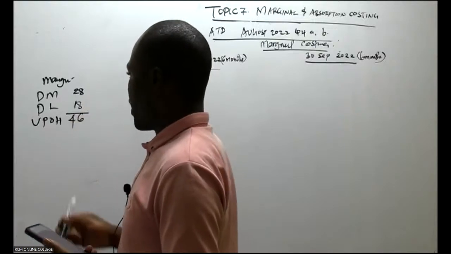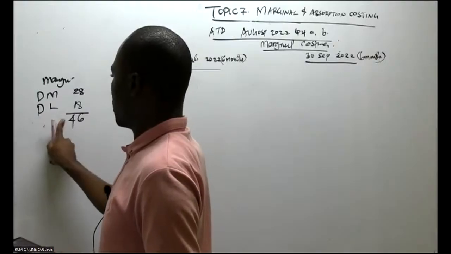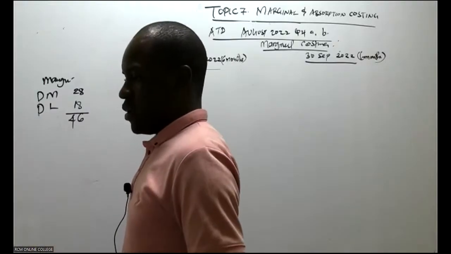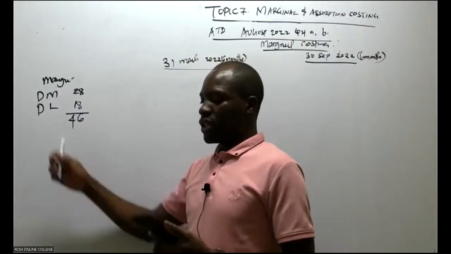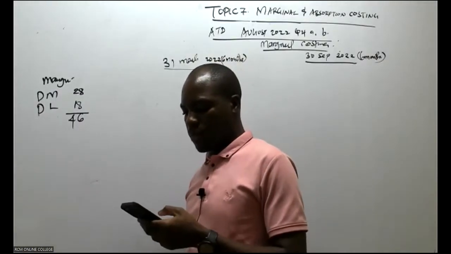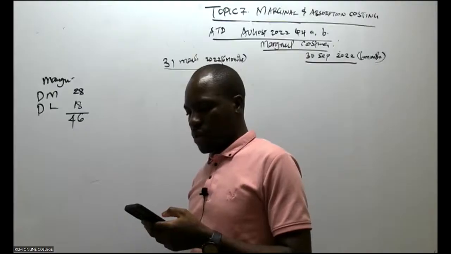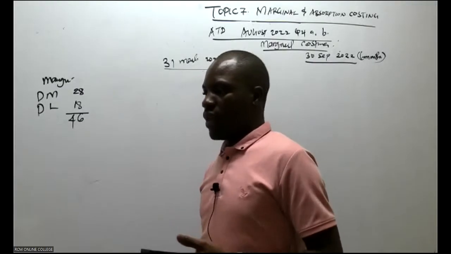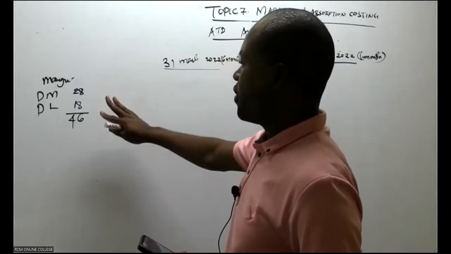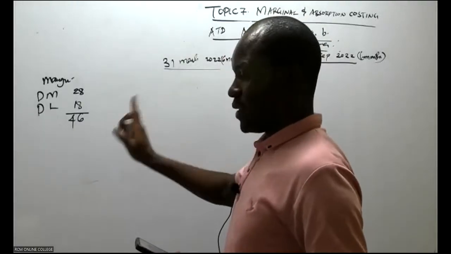Do we have any other cost apart from that? That is the variable production overhead. Do we have any variable production overhead? There is none. The only production overhead we are given is fixed.